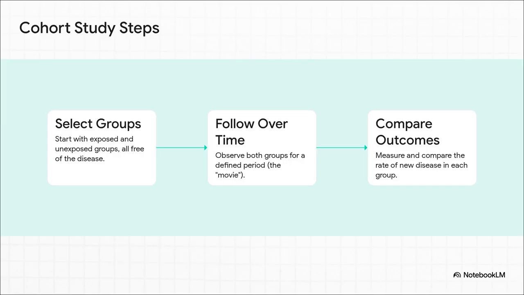And the process is actually pretty straightforward. A researcher starts with a bunch of people who are all healthy. They find one group that's been exposed to what they're studying, let's say smokers, and another group that hasn't. Then they just hit the play button and watch what happens to both groups over time.